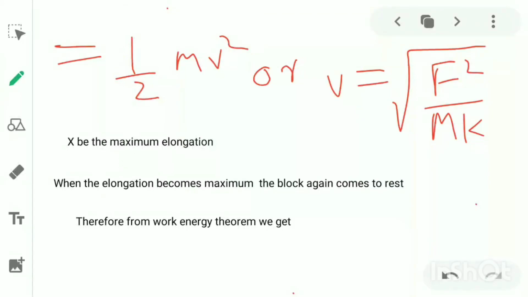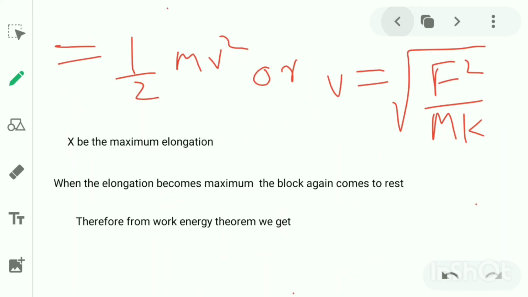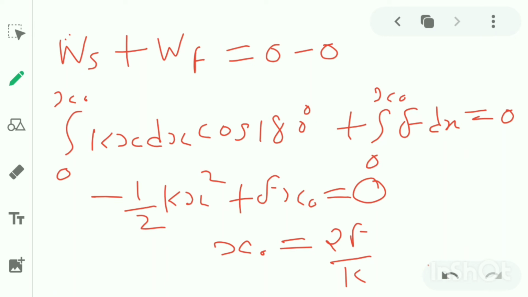So from the work energy theorem, the work by the spring plus the work by the force is equal to 0 minus 0, because when the elongation became maximum, the block again came to rest. That is why we get 0 minus 0. So in terms of integration, we can write the integral from 0 to x0 of kx dx times cos 180 degree, plus the integral from 0 to x0 of F dx, is equal to 0.